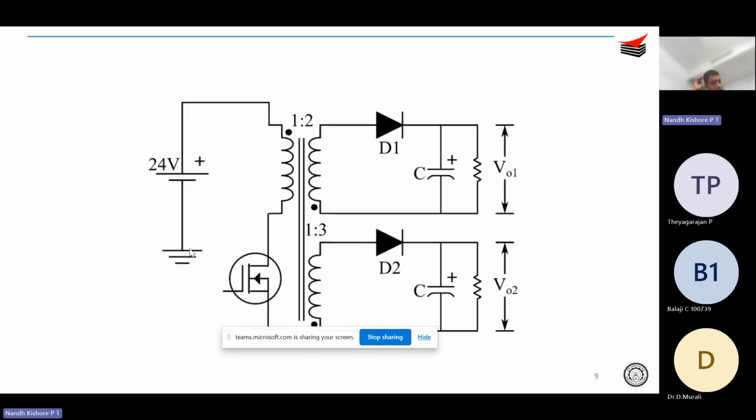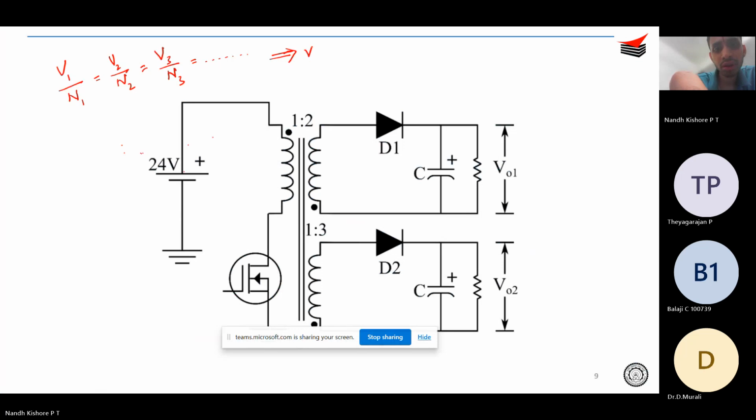Okay, so this is what is asked, and this is the circuit diagram, as you know. Now you note that for any transformer, the volt per turn should be the same, correct? So for any transformer, V1 over N1 should be equal to V2 over N2, equal to V3 over N3, and so on. Irrespective of the number of windings it has, this relation should hold. That is, volt per turn is balanced.